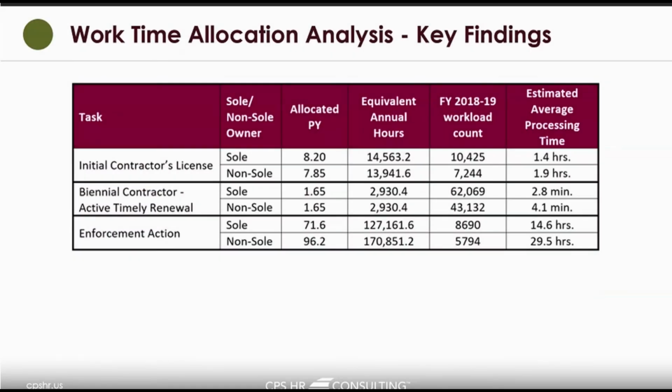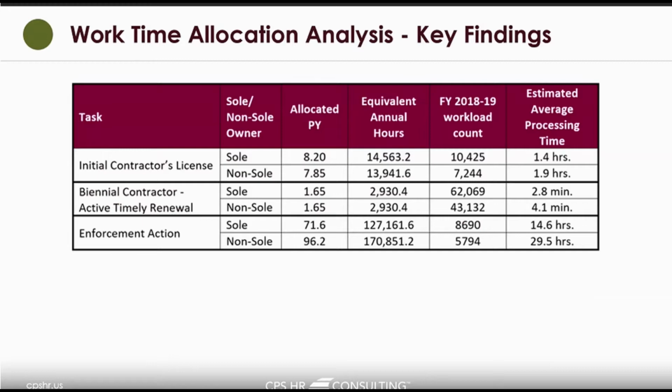So as an example, if you look on the left-hand side of the task, allocated PY here for sole owners, 8.2 PY. So PY here stands for personnel years, which is a measure of the amount of hours associated with a given headcount at the board. So DCA uses 776 hours to equal one full-time individual.